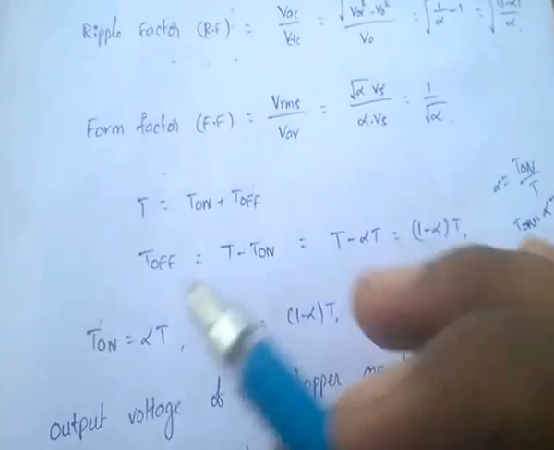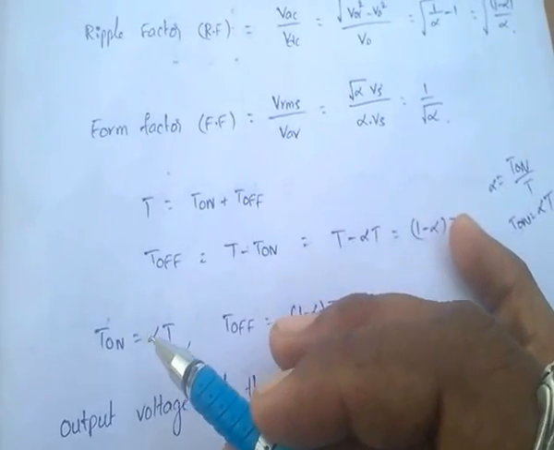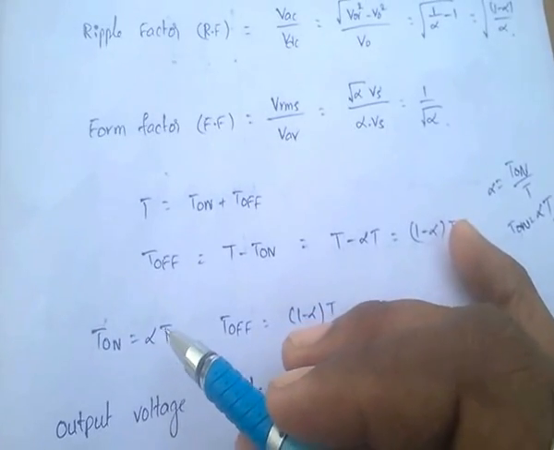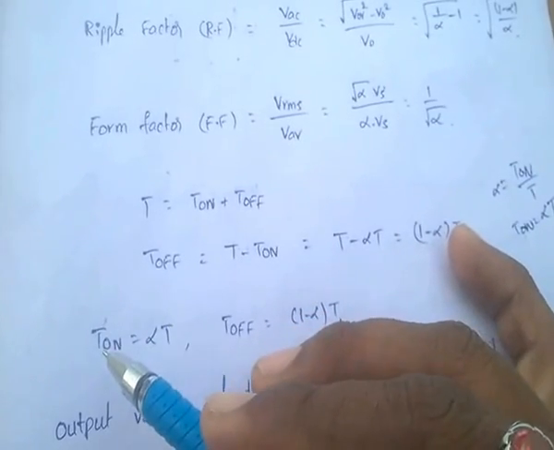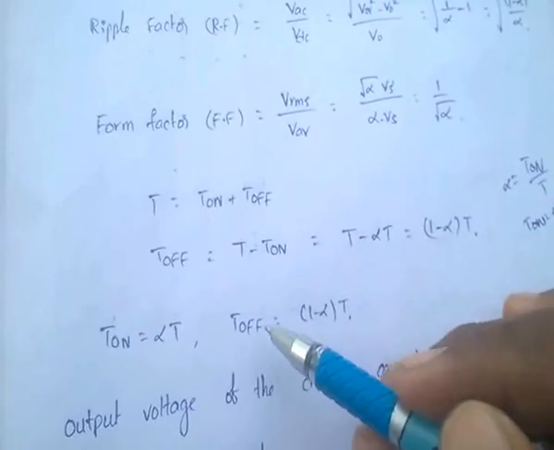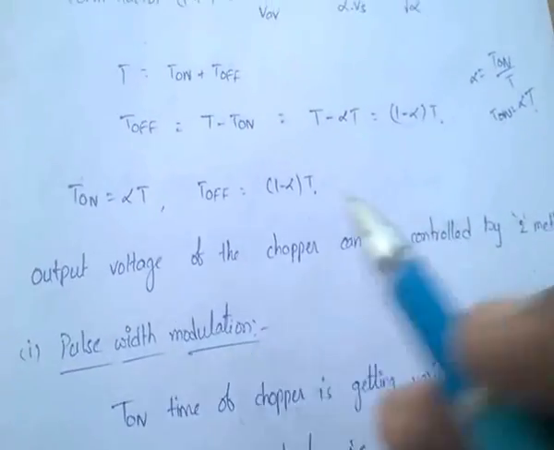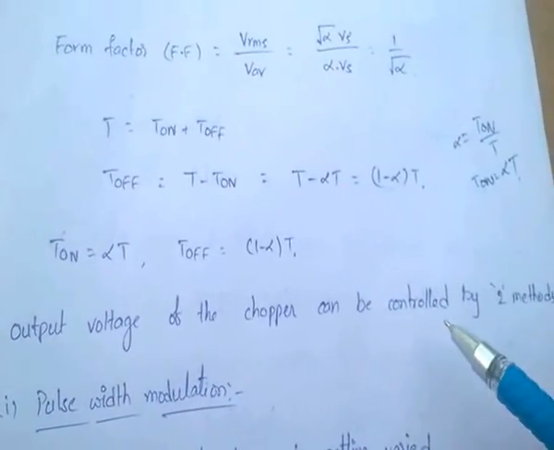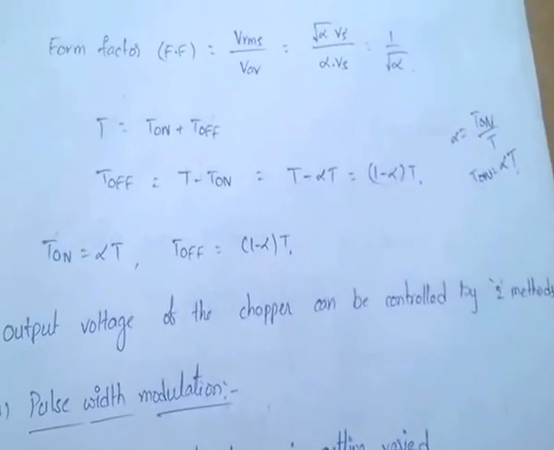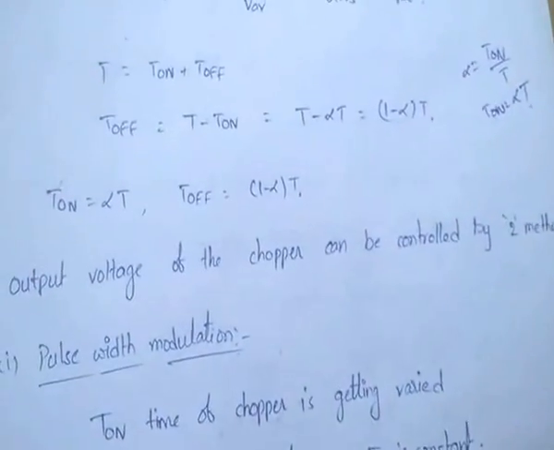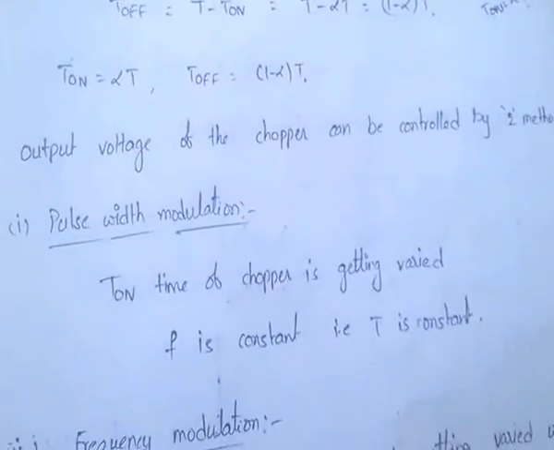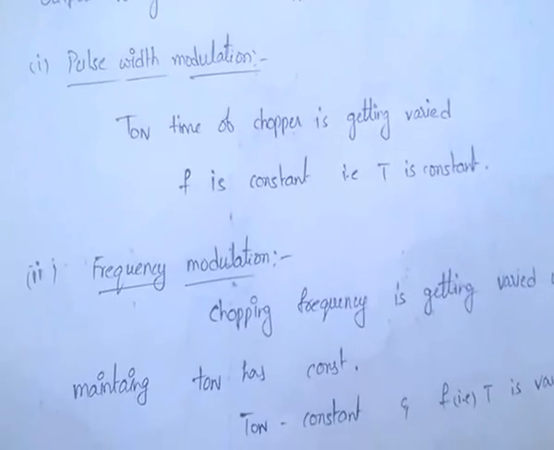In the problems, they give duty cycle alpha and total time T. Find out the turning on time or the turning off time. And the output voltage of the chopper can be controlled by two methods. They are pulse width modulation and frequency modulation.